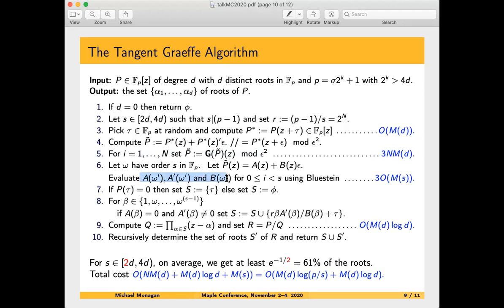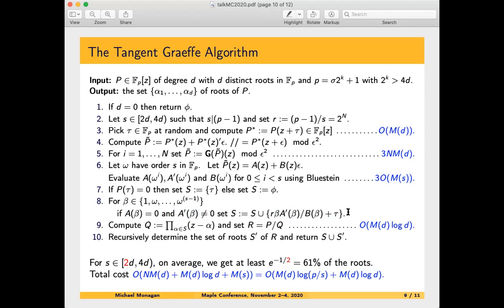Then after we've done that, we have to evaluate the A polynomial, its derivative, and the B polynomial at the S roots of unity. That can be sped up using the Bluestein transform. There are 3 evaluations, so 3 times order M of S work. And then we can go through and identify which roots are single roots, and for each single root, apply the lemma to extract alpha, the root of the original polynomial, and adjust for the random shift.